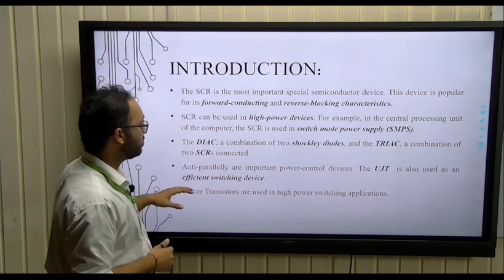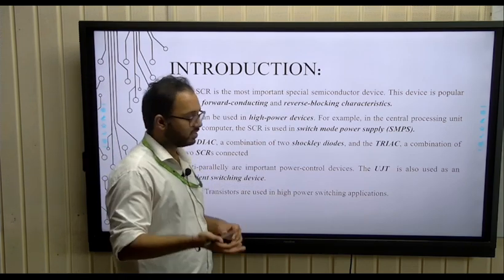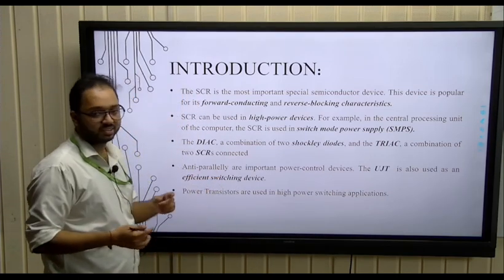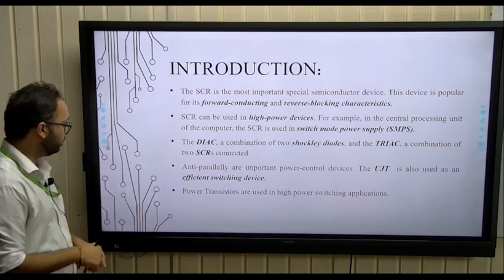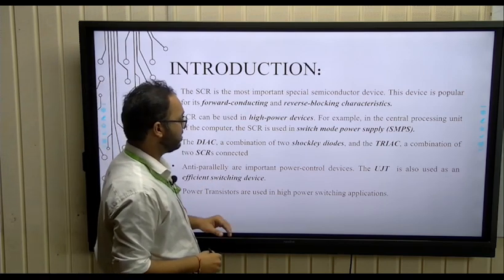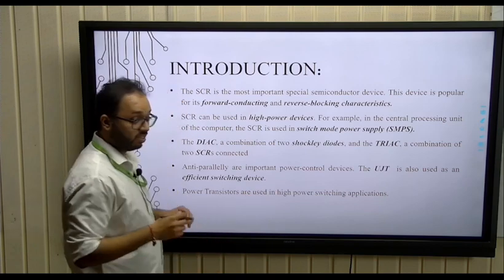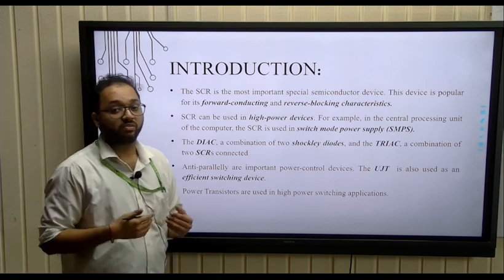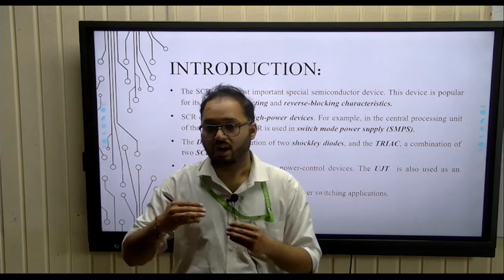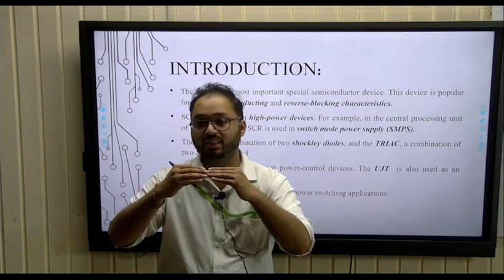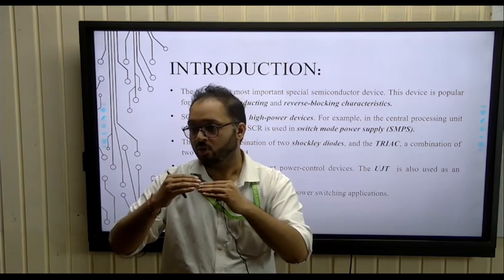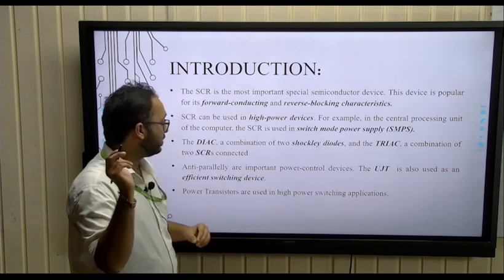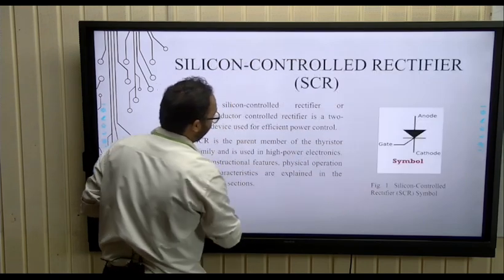Okay, a diac is a combination of Shockley diodes. I'll discuss it when we use it. And the triac is a combination of two SCRs connected anti-parallel. Okay, and another device is the UJT, and this is the device that is used in switching. The switching devices are SCRs, but how to switch an SCR is also a question. So when we are switching an SCR, we use a UJT to switch it on. Okay, that also we will cover in the end.